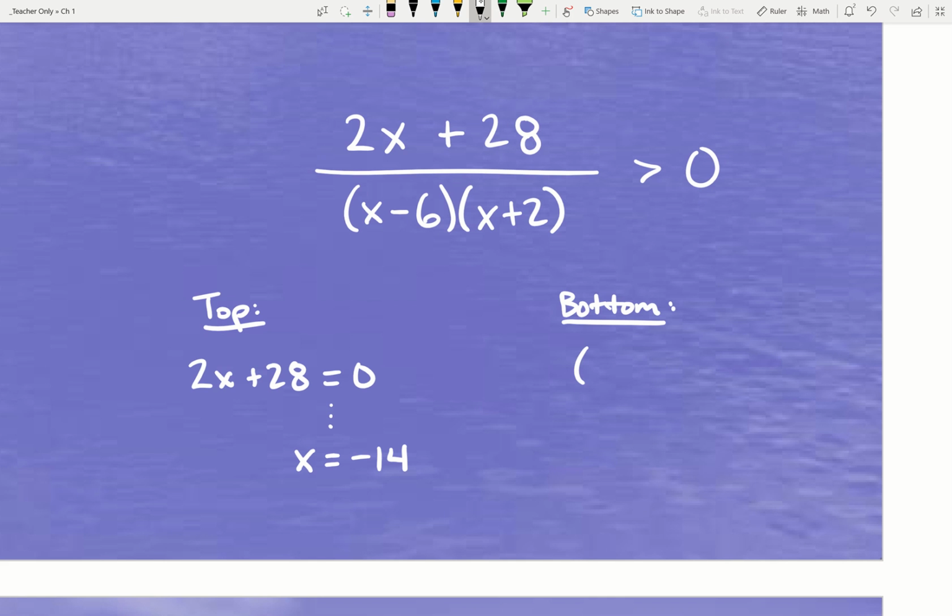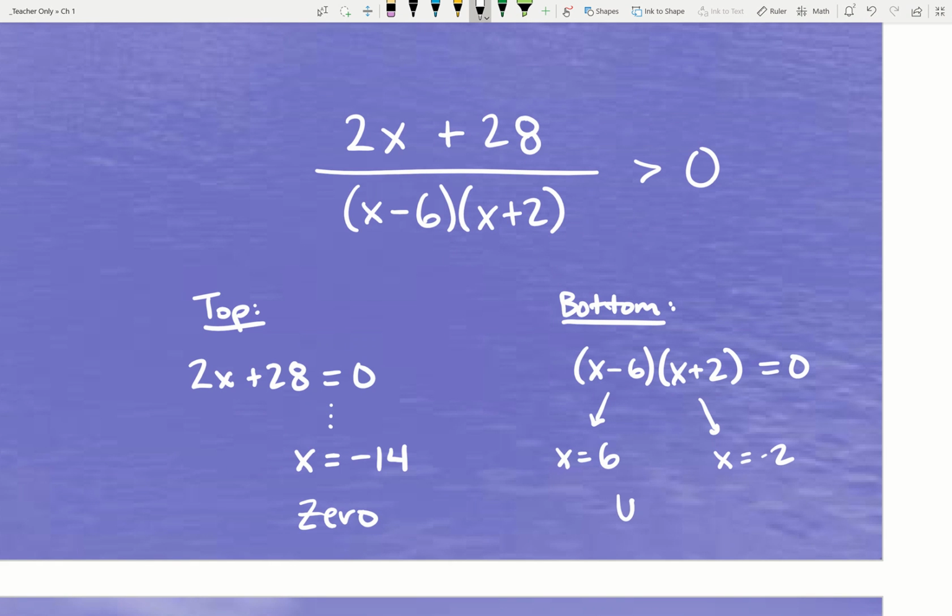Okay? Over here on the bottom, if I were to set this equal to 0 and solve, this would be something that we can apply the zero product property to solve. That's just simply going to give us results of positive 6 and negative 2. So these are all going to be critical numbers. Remember that this one over here is what we call the 0 of the rational expression. That's the input that makes the output 0. And over here, these are the inputs that make our rational expression output something that is undefined.